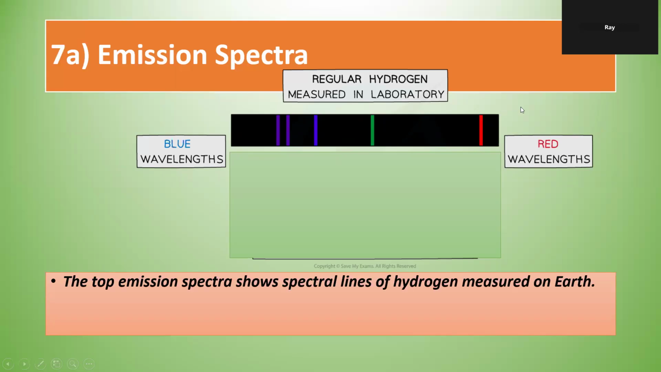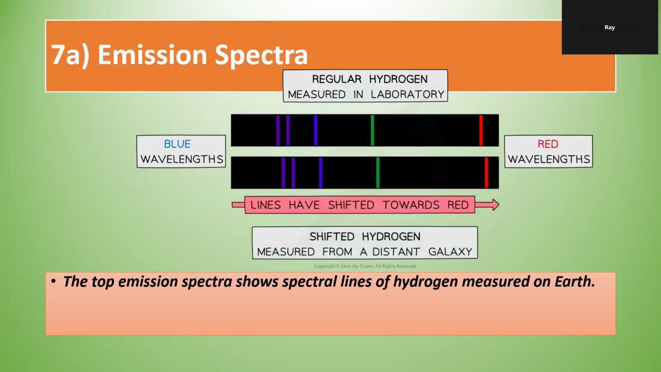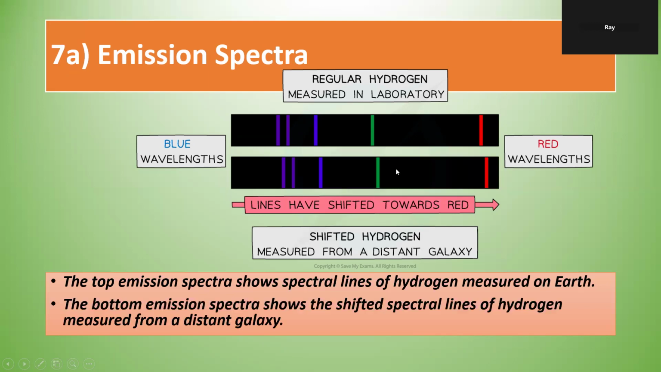The top emission spectrum shows spectral lines of hydrogen measured on Earth, in the laboratory. And this one we measure from a galaxy: shifted hydrogen lines measured from a distant galaxy. The second one, the bottom emission spectrum, shows the shifted lines. The lines are shifted to longer wavelength, measured from a distant galaxy.